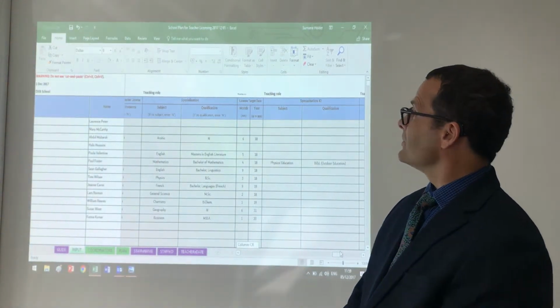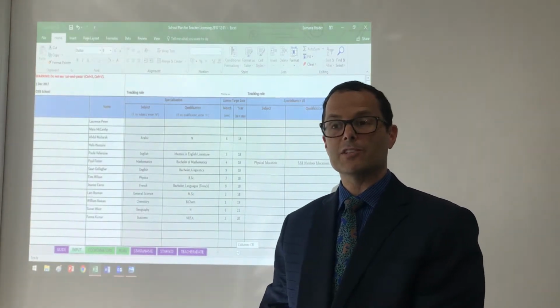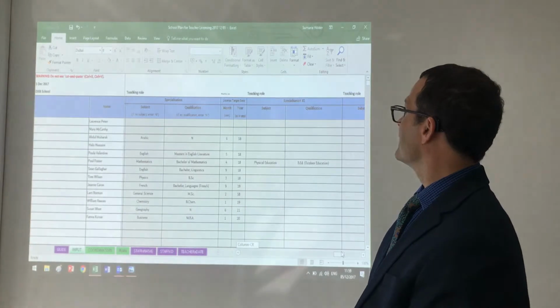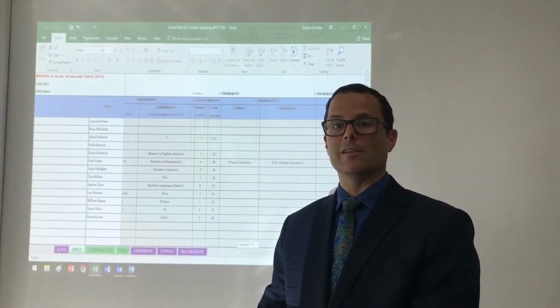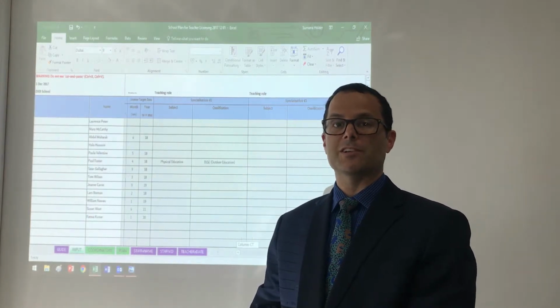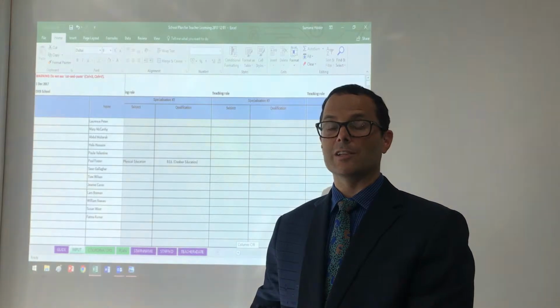And next, you notice the subject and qualification. These are both the qualification of the teacher and also the subject or subjects that they're teaching currently. And you notice it says specialization 2, and then the columns continue with specialization 3. A teacher may have multiple areas of specialization, and you list the one that is most prominent first.